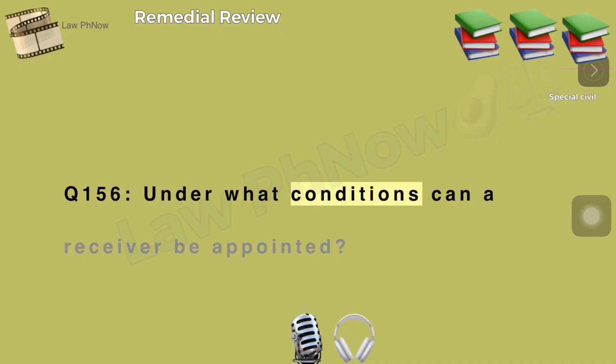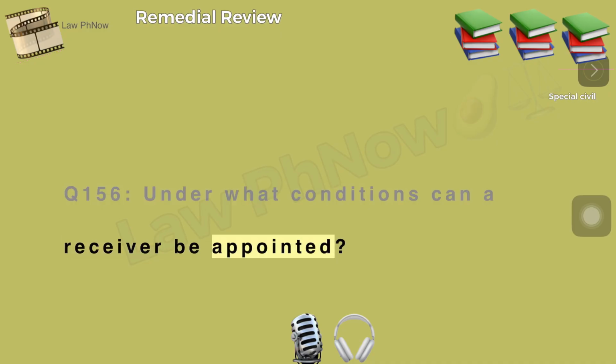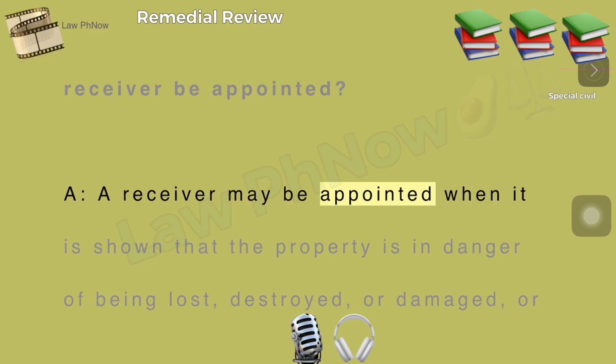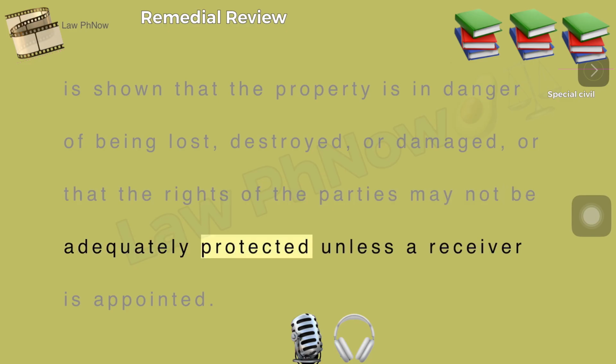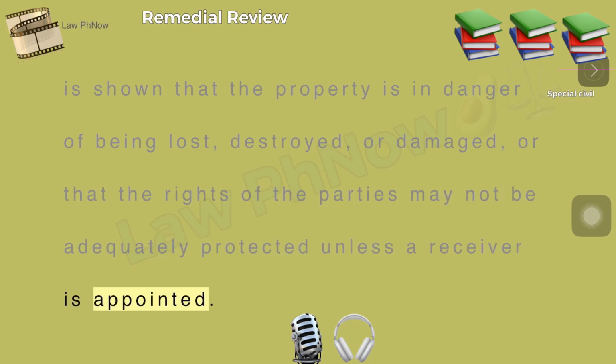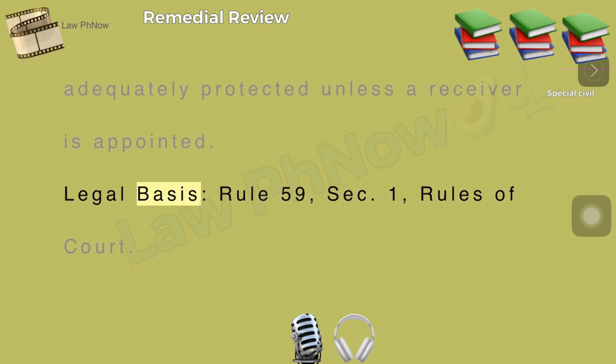Q156. Under what conditions can a receiver be appointed? A. A receiver may be appointed when it is shown that the property is in danger of being lost, destroyed, or damaged, or that the rights of the parties may not be adequately protected unless a receiver is appointed. Legal basis, Rule 59, Section 1, Rules of Court.